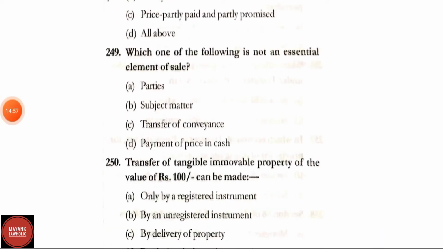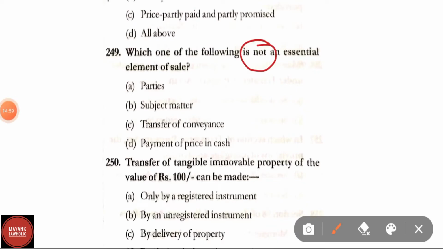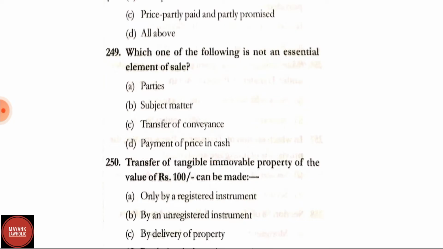Question number 249. Which one of the following is not an essential element of sale? Options are parties, subject matter, transfer of conveyance, payment of price in cash. Here payment of price in cash is not an essential element of sale.